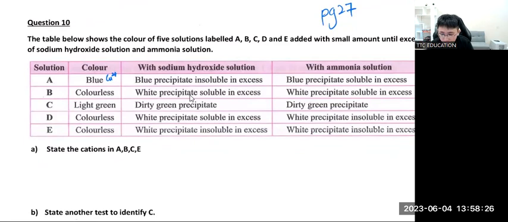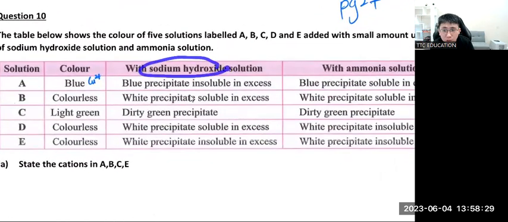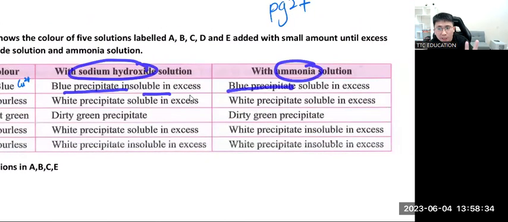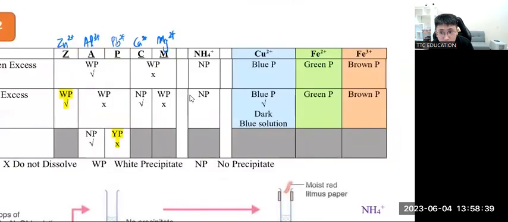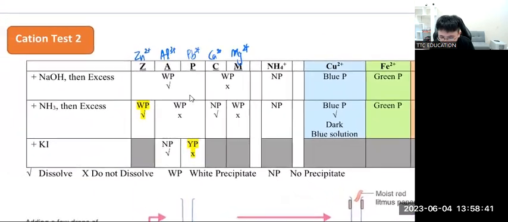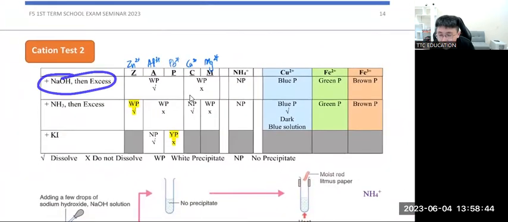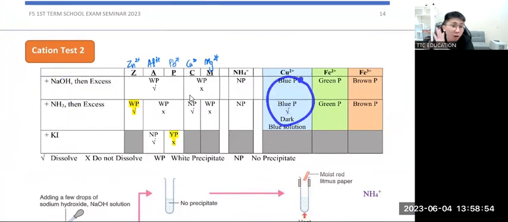Okay, so do you see here they say when I add sodium hydroxide, you see blue precipitate insoluble in excess. When I add ammonia, blue precipitate soluble in excess. Let's check whether is that the test for Cu2+. So you go back to your notes. Do you realize that when I add sodium hydroxide, you get blue precipitate for Cu2+. When I add ammonia, you get blue precipitate that will dissolve in excess ammonia, which matches the observation, all of it matches under Cu2+. So my cation ion for A confirm Cu2+.